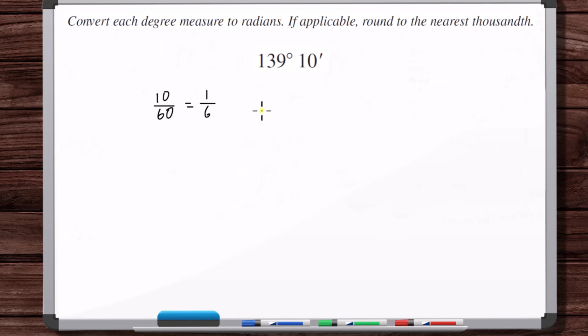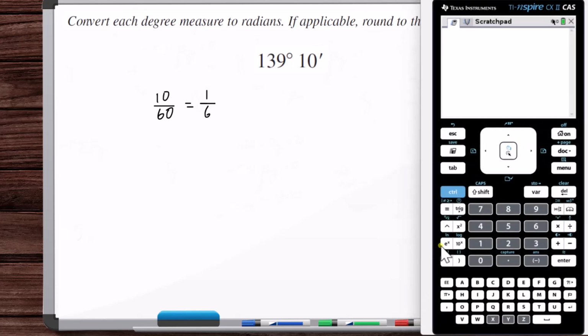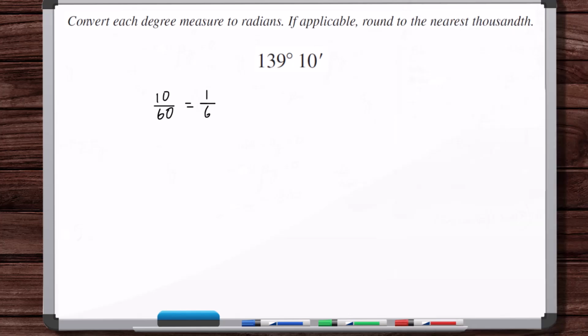Let's make that just one fraction. So 139 times 6 plus 1, so 835/6 degrees.